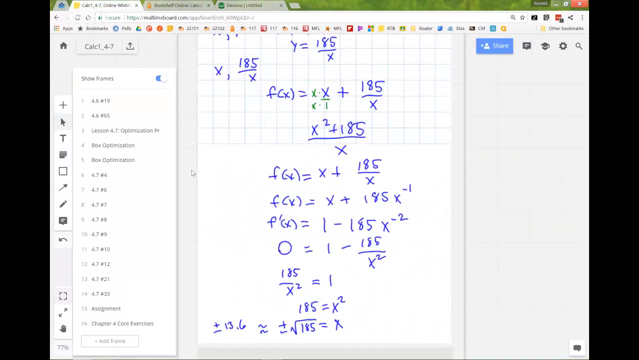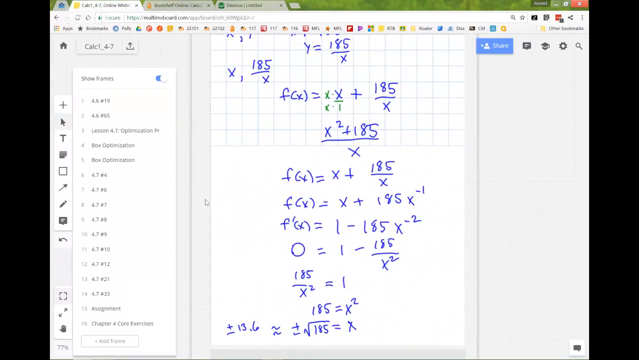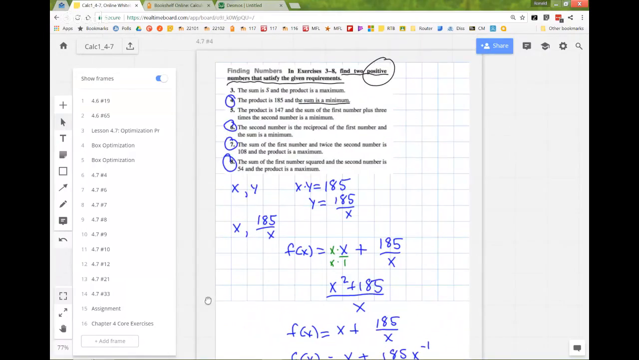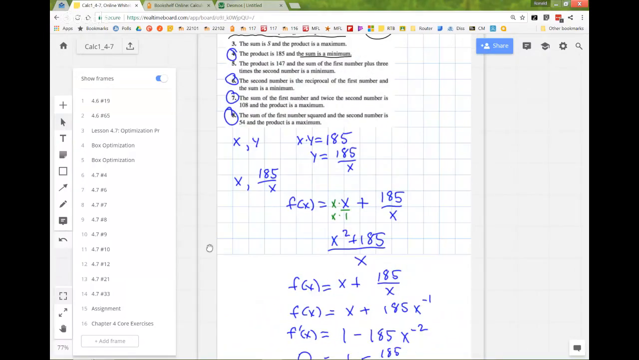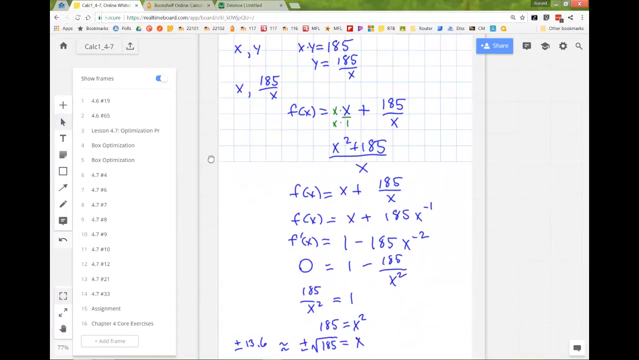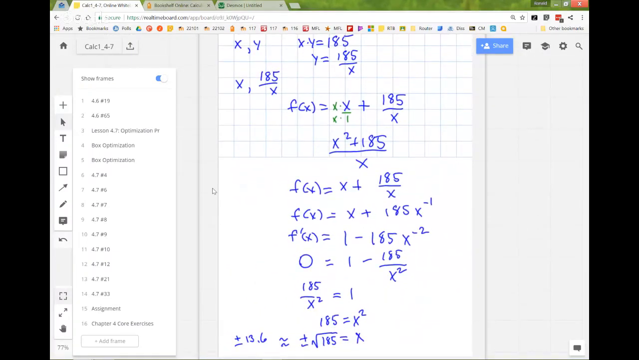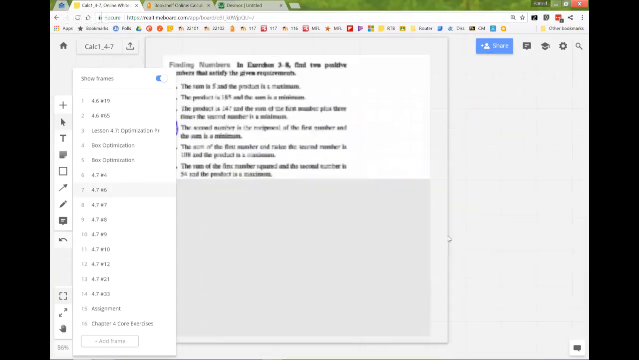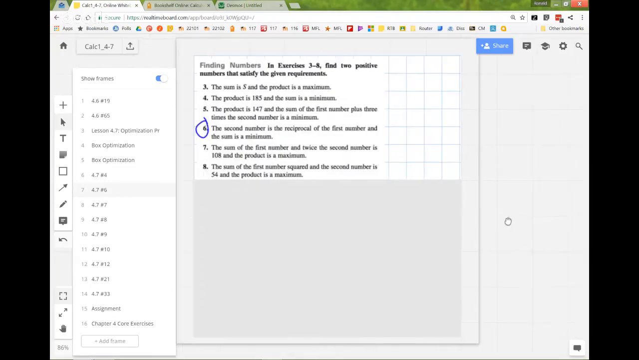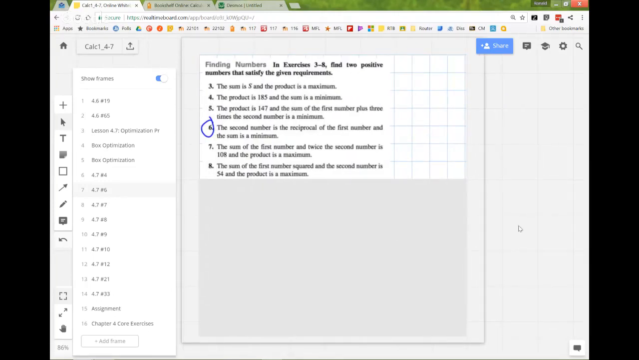Any questions? So that was number 4. All right, let's go on. Next, we're going to do number 6. By the way, I will sneak an odd or two in here, and then we'll take a look at the assignment when we get down to the bottom of that.